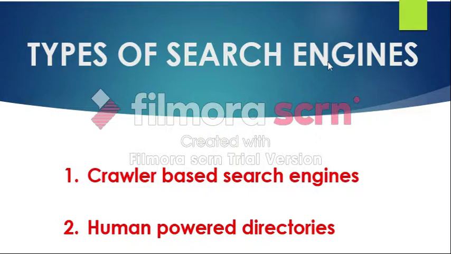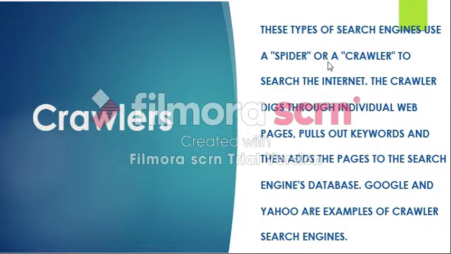Types of search engines. We have two major types of search engines. One, crawler-based search engine, and the second, human-powered directories. Crawlers: this type of search engine uses a spider or a crawler to search the internet. The crawler digs through individual web pages, pulls out keywords, and then adds the pages to the search engine's database.